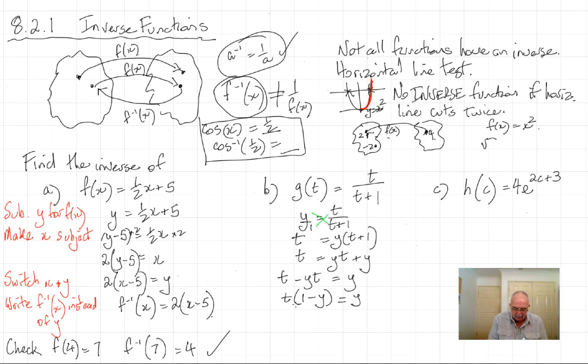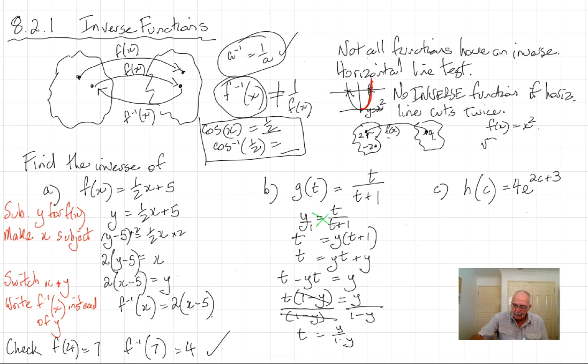And finally, I can divide both sides. To get t by itself, I've got to divide by this bracket. And if I divide that side, I've got to divide this side. So that will allow those two to cancel out, and I get t equals y over 1 minus y.